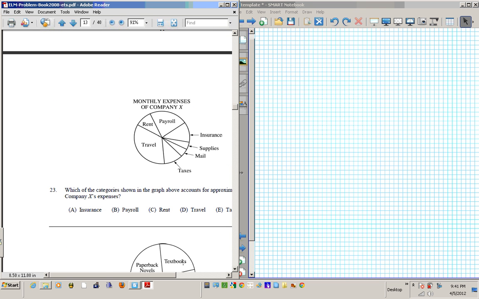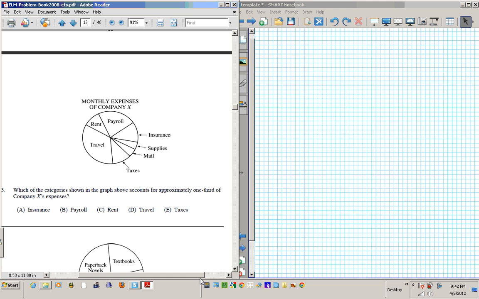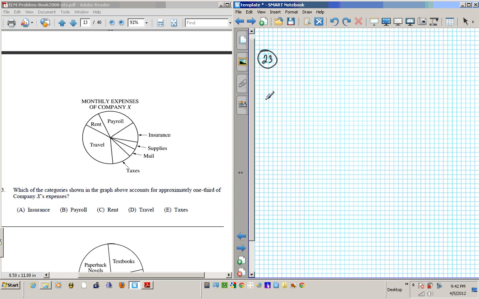Question 23, it says, which of the categories shown in the graph above accounts for approximately 1/3 of the company's expenses? So on 23, we're looking for a third. What does a third look like? Let me draw multiple circles and we can sharpen our skill on estimating percentage of a circle by hand.